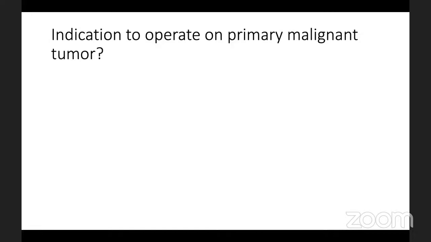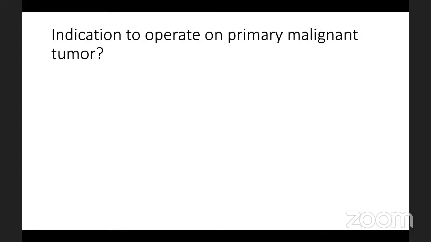If you have a primary malignant tumor, what is the indication to operate? Do we operate all the time, any patient with a primary malignant tumor? Yes, diagnosis. Let's say the mass in the left atrium, similar to the second case, and it's invading the pulmonary vein, and it is highly characteristic of malignancy. Do we usually operate all the time, or are there some cases? Yeah, in case it's a clot, you usually just use anticoagulant to dissolve the clot. But if it's highly characteristic of malignancy.